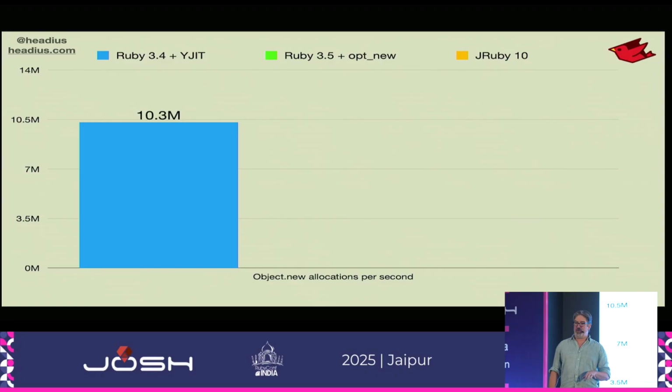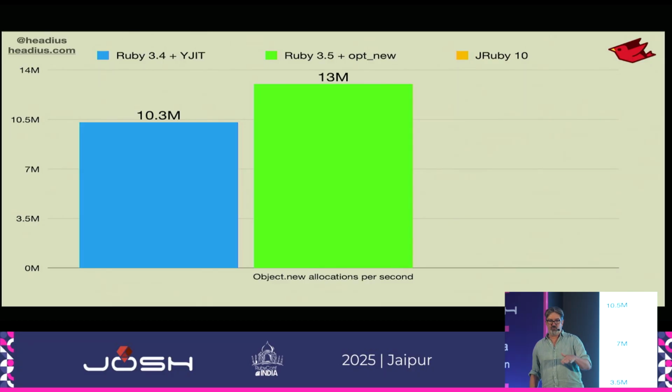Well, let's take a look at Ruby 3.4, running the JIT compiler that they have. Pretty good, 10.3 million objects per second in this benchmark. Now, there's an optimization coming up in Ruby 3.5 called the opt-new benchmark. Basically, they've taught the VM about object allocations, and they're getting roughly a 30% improvement on that. Definitely a good improvement for them. I'm glad to see that they're integrating this into their VM and into their JIT. So they're continuing to move forward.